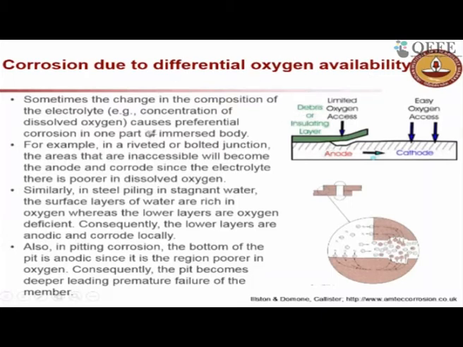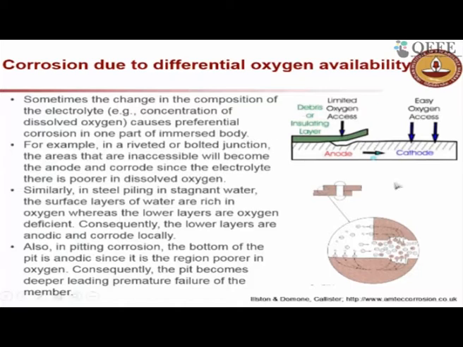So here you have a difference in the oxygen availability. If you look at the equations which we discussed earlier, in the cathodic equation oxygen is a must. In the anodic reaction there is no oxygen involved, but in the cathodic reaction oxygen is involved, and you need oxygen to continue the corrosion.